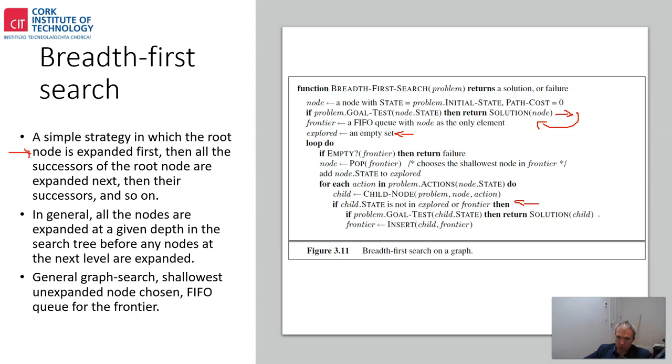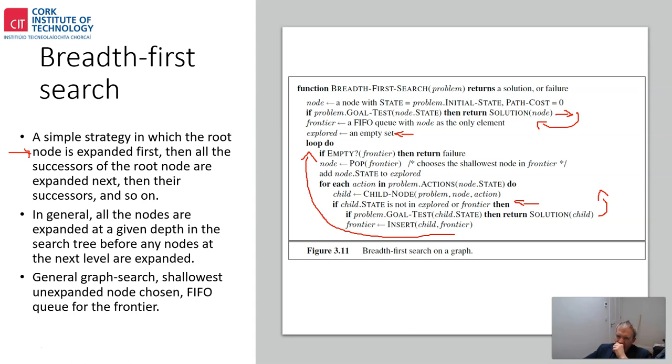If it is, we would return and exit the program. Otherwise, we insert the child node in the frontier, and so on and so forth. Now that is added to the FIFO queue, and that will be investigated subsequently. This will loop around, and each node will be investigated on a depth-by-depth basis. Okay?